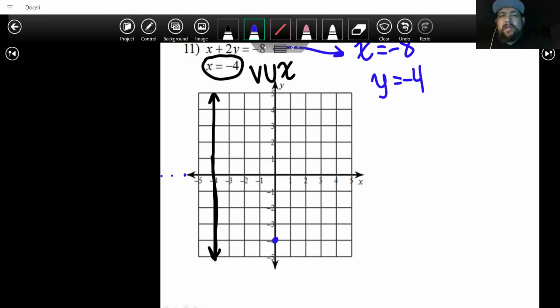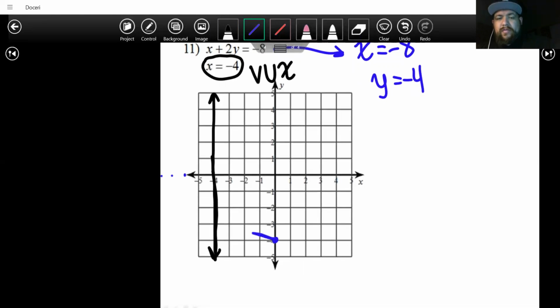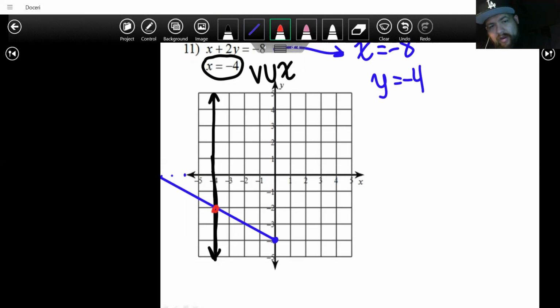Right there. And we're getting an intersection point. I'm hoping you guys can see that being our point where they both meet right here. And this happens to be (-4, -2).